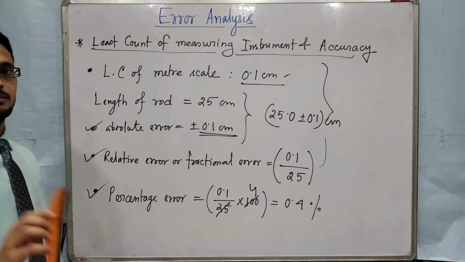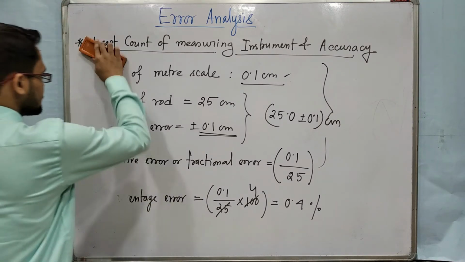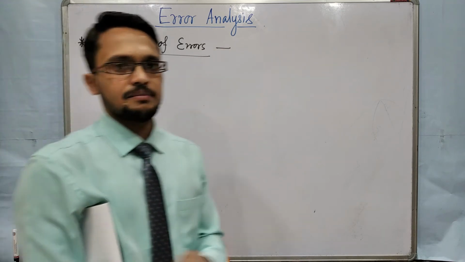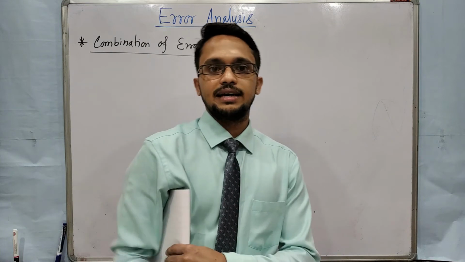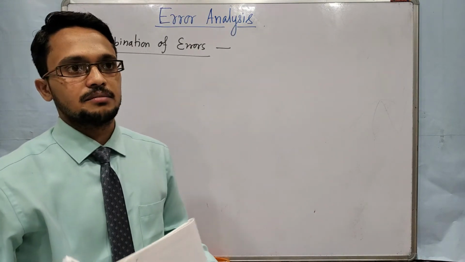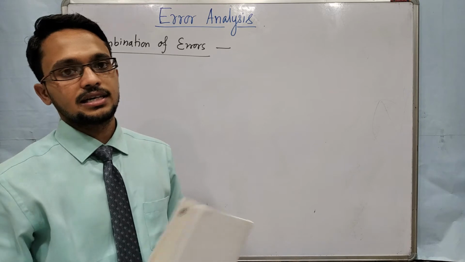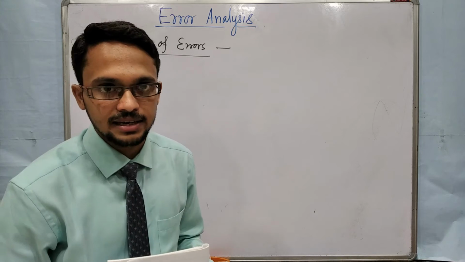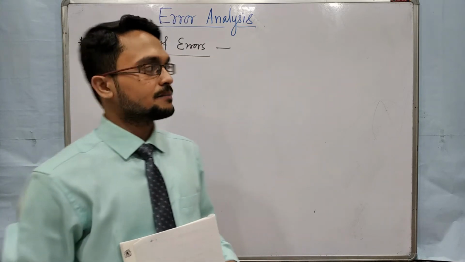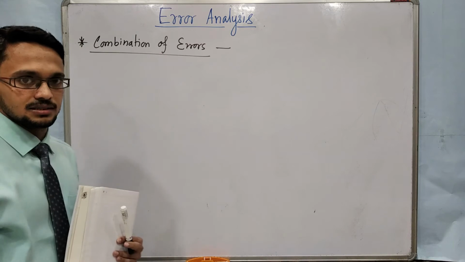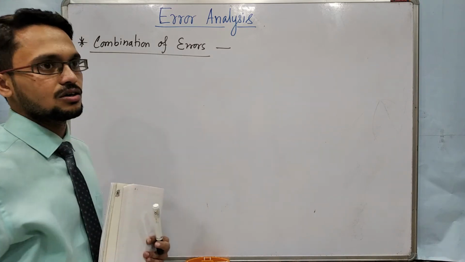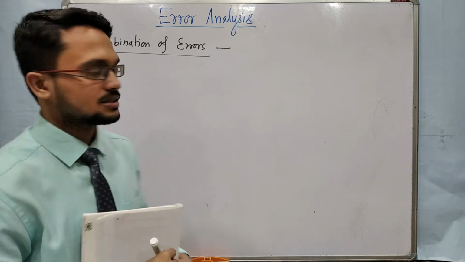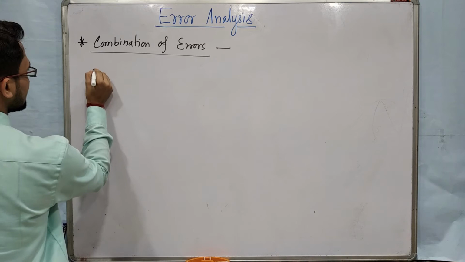Now come to the combination of errors. There are many mathematical equations you will get in physics where more than one physical quantity is involved. So whenever a number of physical quantities are involved in a mathematical expression, then we will get combination of errors. So this error will depend on the error of individual physical quantities. So this combination of error depends on two things.